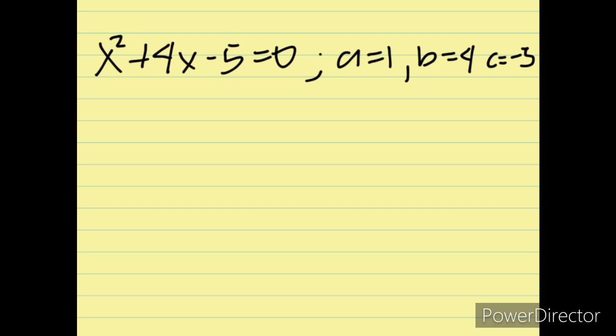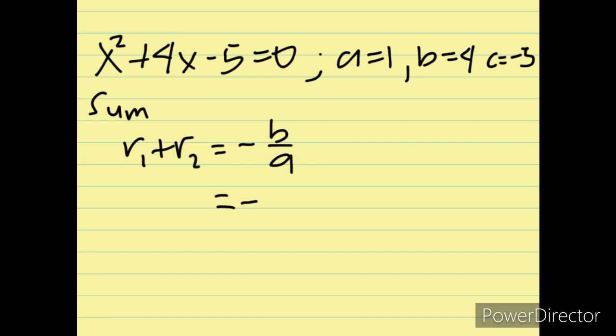Okay. Now, to solve the sum, we are going to use the formula. r sub 1 plus r sub 2 is equal to negative b over a. Copy the negative sign. What is the value of our b? Our b is 4 and our a is 1. Therefore, the sum is negative 4. That's the sum of our quadratic equation x squared plus 4x minus 5 equals 0.